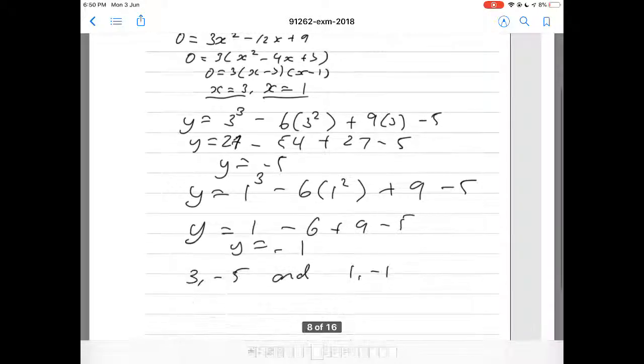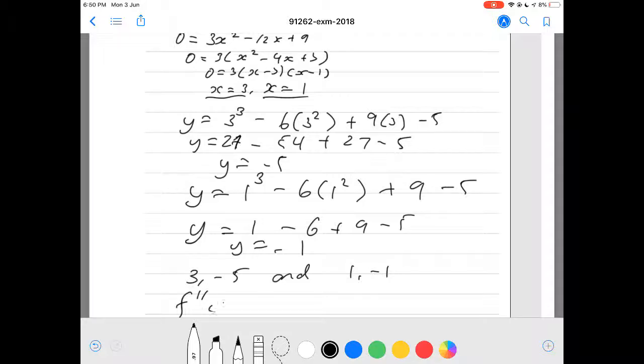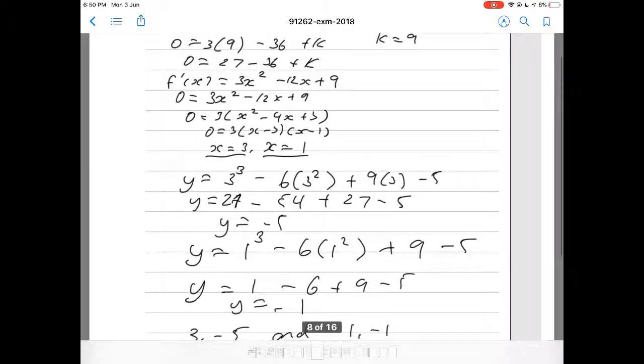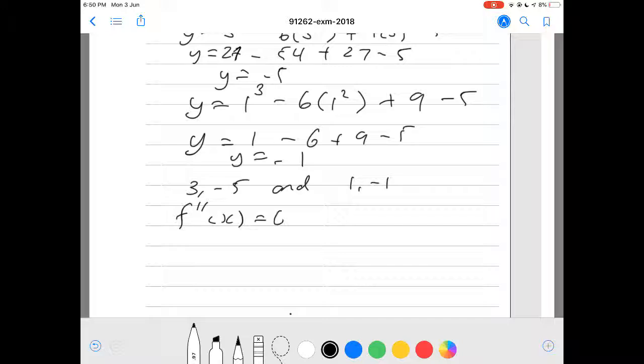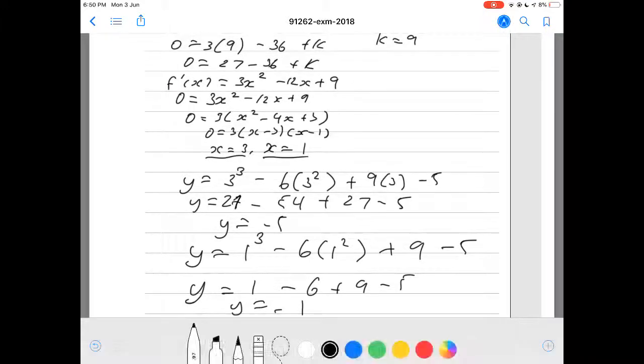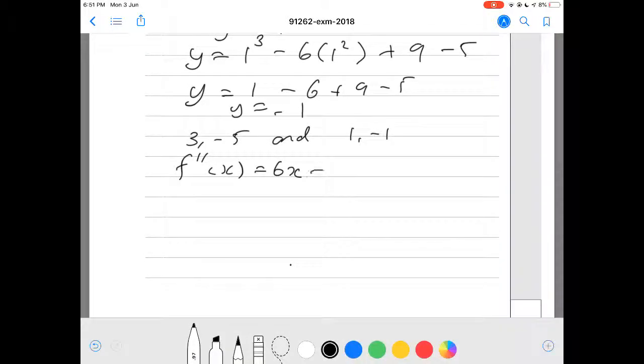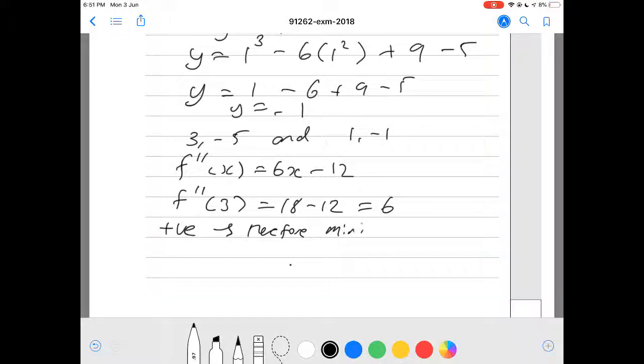So we're going to say f double dash of x. We're going to differentiate again. f double dash of x equals 6x minus 12. We're just differentiating this equation here. We're going to substitute 3 into the equation. So f double dash of 3 equals 18 minus 12, so it equals 6. 6 is positive, therefore minimum turning point.